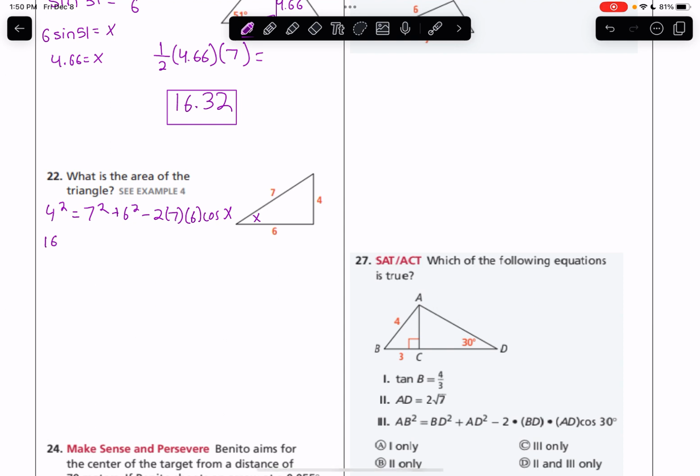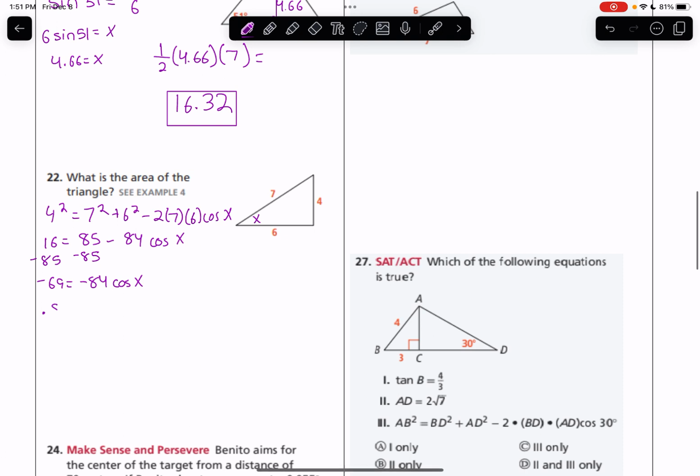Simplifying there, we get 16 equals 7 squared plus 6 squared is 85, minus 2 times 7 times 6 is 84 cosine of x. Subtract 85 from each side. That gives us negative 69 equals negative 84 cosine of x. Divide both sides by negative 84. We get 0.8214 equals the cosine of x.